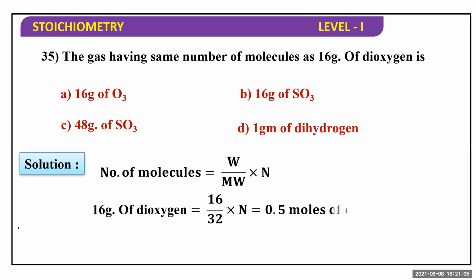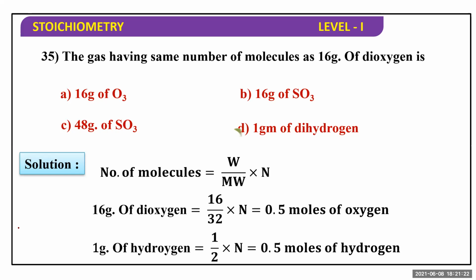Weight divided by molecular weight into Avogadro number is the number of molecules. So 16 gram of dioxygen contains 0.5 moles of oxygen. 1 gram of dihydrogen also contains 0.5 moles of hydrogen. So option B is the correct. Is it okay or not? Yes, sir.